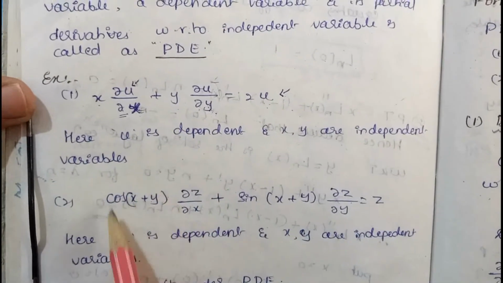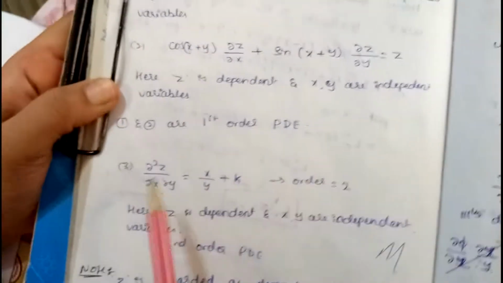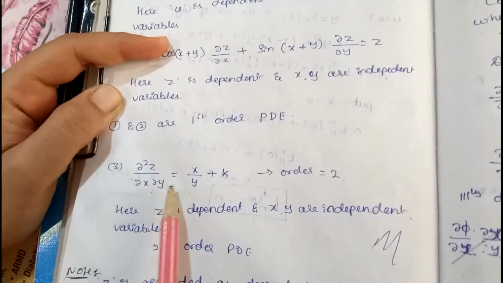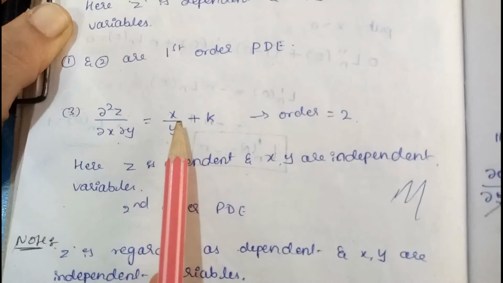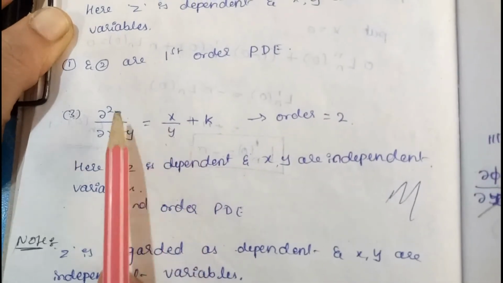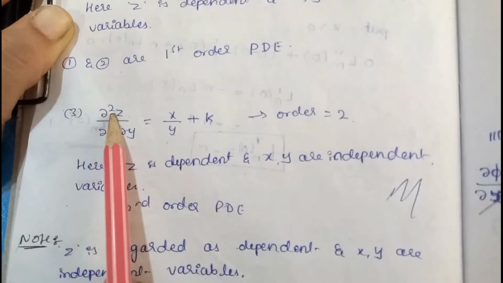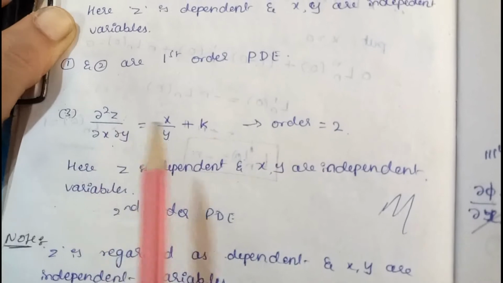Observe that this is also an example of a partial differential equation. And also this one, that is dou square z divided by dou x into dou y is equal to x by y plus k. It is also an example of a PDE. Observe that in this case the partial derivative present is of second order, therefore it is an example of a second order partial differential equation.